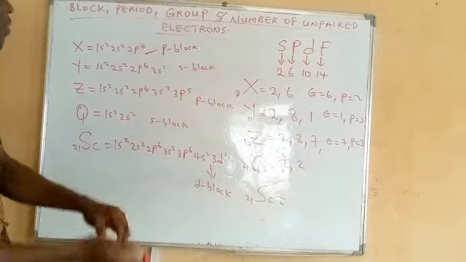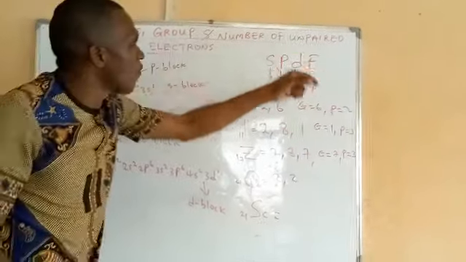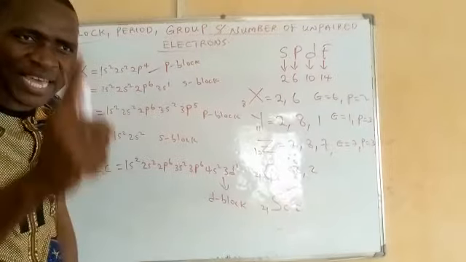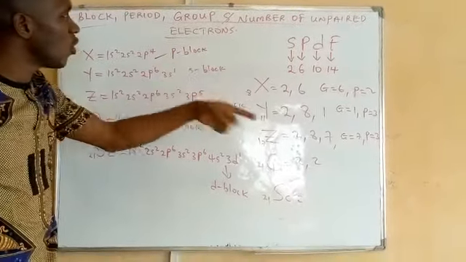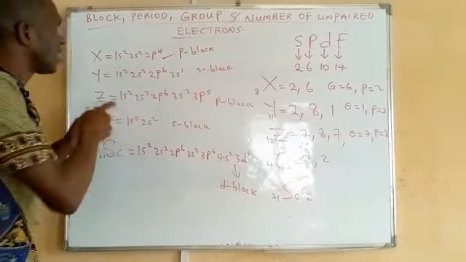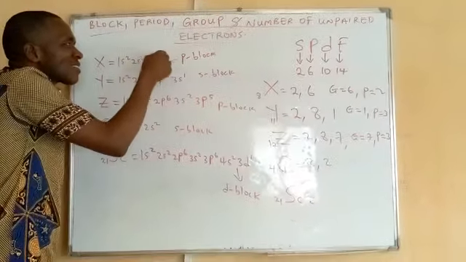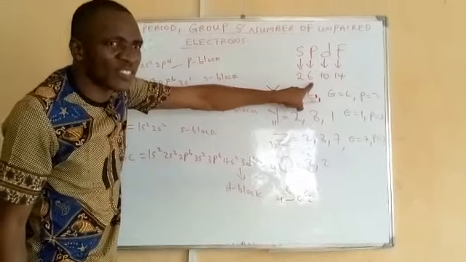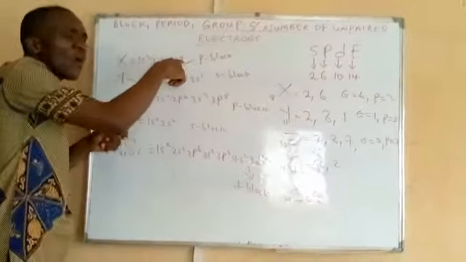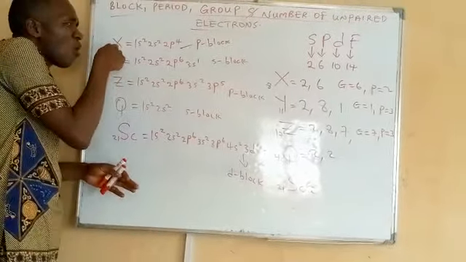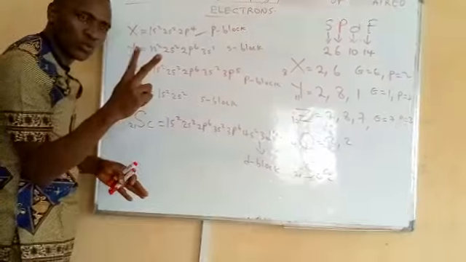Now the next thing I wanted to tell you about is how to get the number of unpaired electrons. Whenever they ask you the number of unpaired electrons, you need to know from the block the maximum it can carry. This is what I mean. Now this one stops at P and it has 4. Don't forget that we say P can carry a maximum of 6. So because it stops at 4, how many will you need to get to 6? It is 2. So that is why for this one, the number of unpaired electrons is 2.